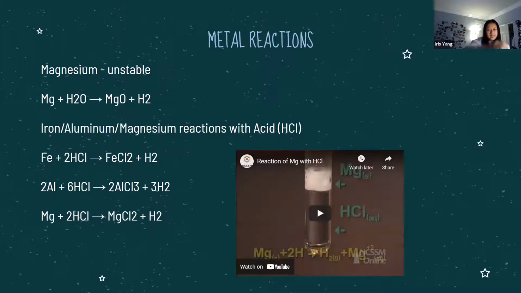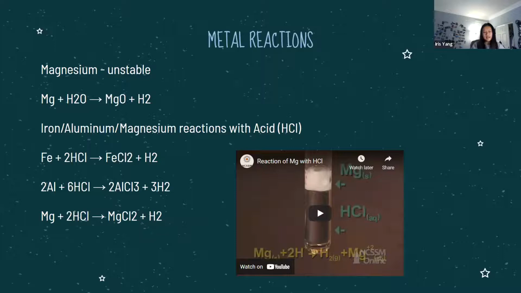So the last thing we're going to talk about is how these metals react with chemicals, basically. This is part of the forensic analysis process where you perform tests and experiments. One easy way to identify magnesium, if you're only given these metals, is that it's super unstable. It reacts with even water. When magnesium is added to water, it will form magnesium oxide and hydrogen gas.